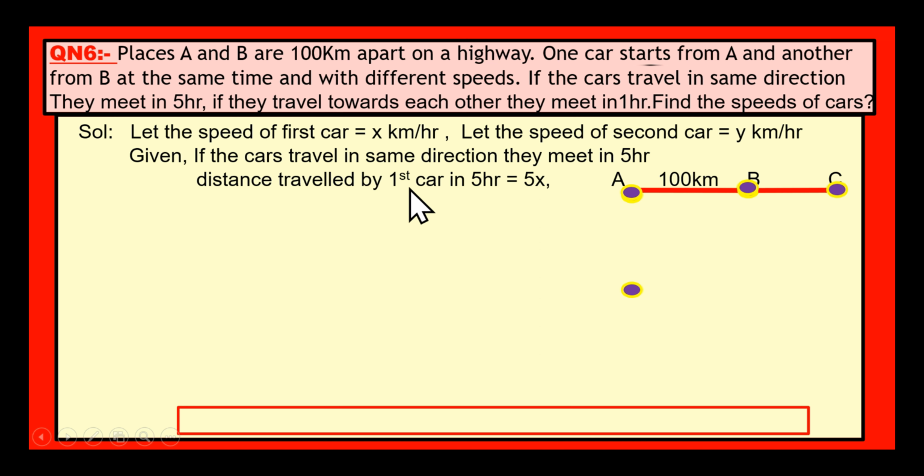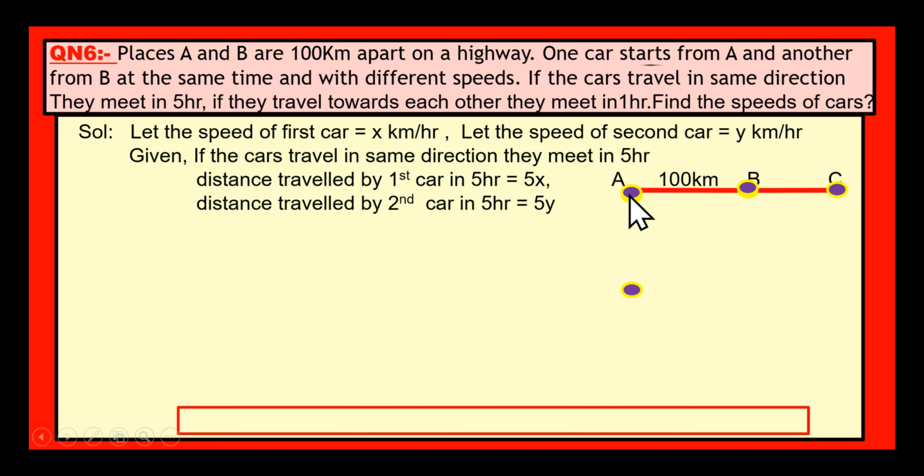The distance traveled by the first car in 5 hours: distance is equal to time into speed. The speed of the first car is x. The time taken to travel by the first car is 5 hours. Therefore, the distance is 5x. Similarly, the distance traveled by the second car: time is 5 hours and the speed of the second car is y. Therefore, the distance traveled by the second car is 5y.